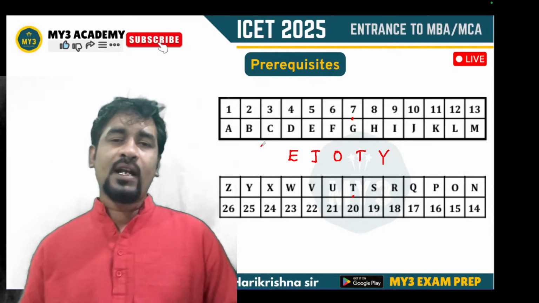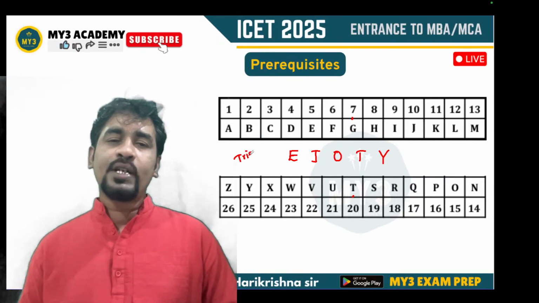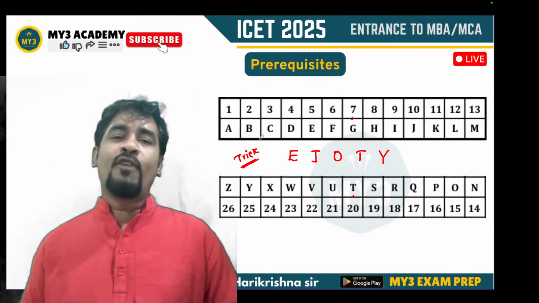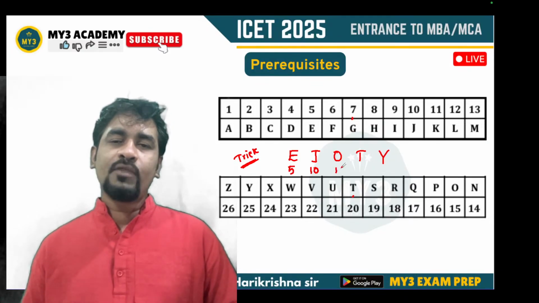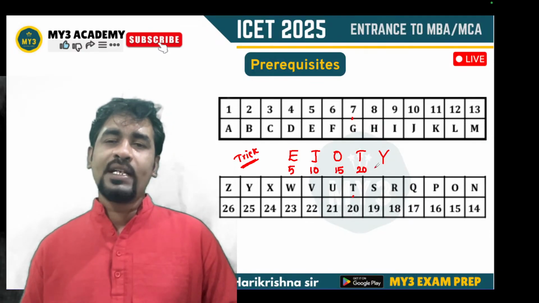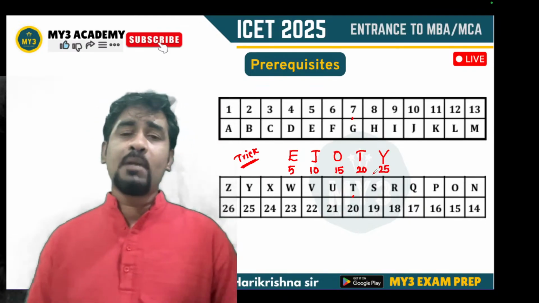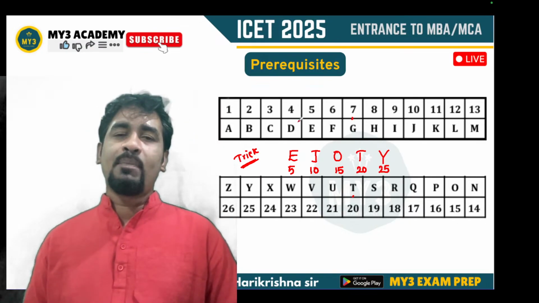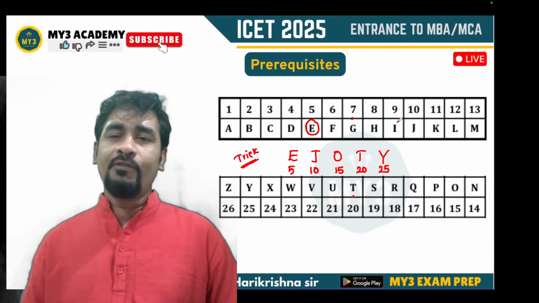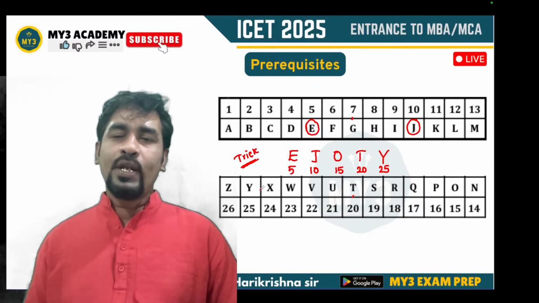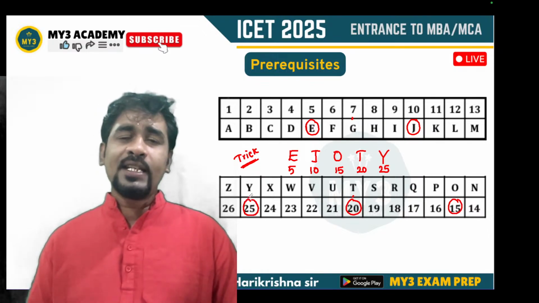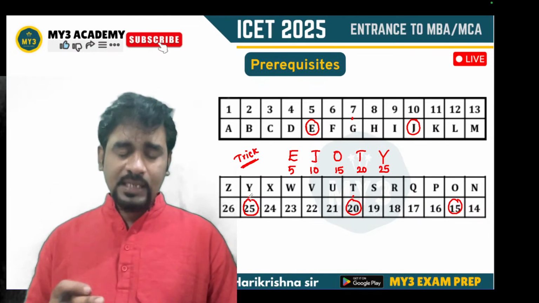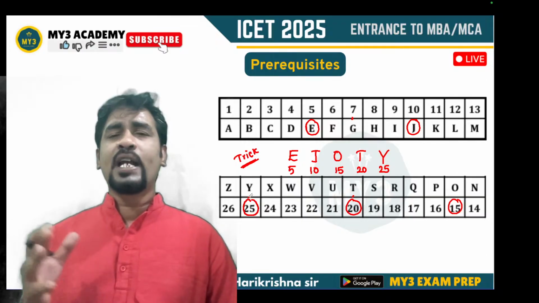What is the trick for us? Just remember EJOT. EJOT indicates the 5 multiplier positions. E is 5, J is 10, O is 15, T is 20, Y is 25. So EJOT is going to indicate the 5 multiplier positions. At least if you know these 5 multiplier positions, using the gap you can get the values.